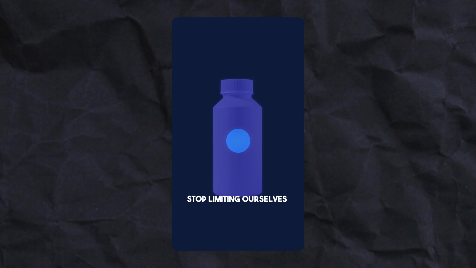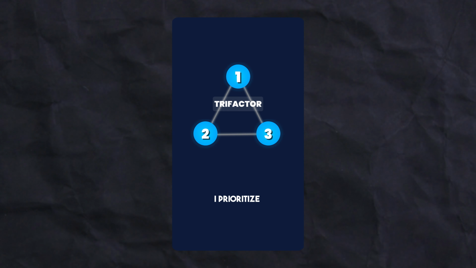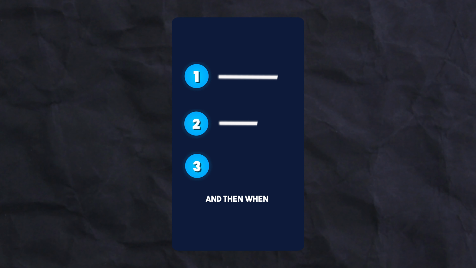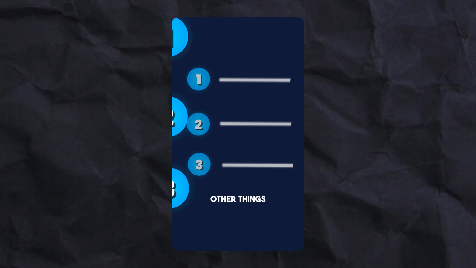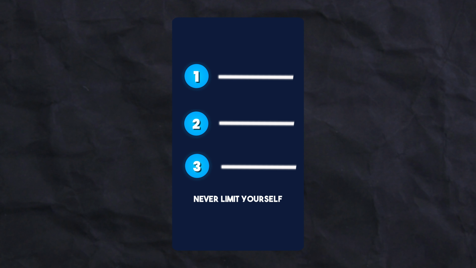Stop limiting ourselves. We have to prioritize always. I call it a trifactor. I prioritize 3 things at a time. And then when I get those 3 done, I go to 3 other things. That's what you have to do, but never limit yourself.